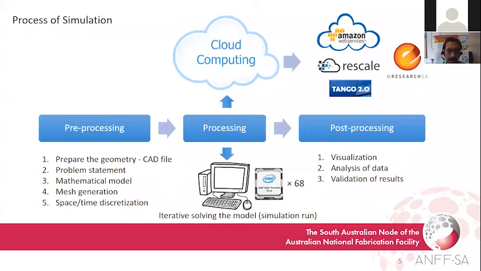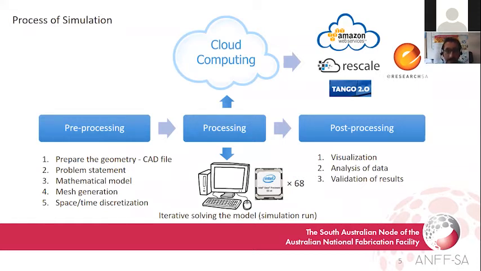It means that we discretize the problem into a space and a time. So in processing, what we need is a computer to run the simulation. It can be run either on your personal computer or a cluster. If the problem is big and the number of equations is a lot, you need to use a cloud computing system. We've been using Amazon Web Service in our project.